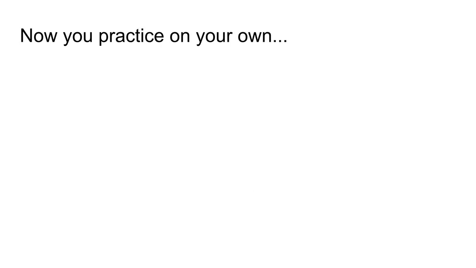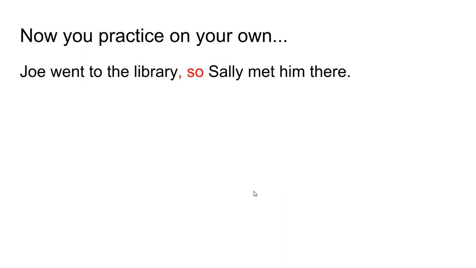Alright, now that you have practiced on your own, let's check. Joe went to the library, comma, so Sally met him there. Remember, we circle our "so" first. Joe went to the library, Joe's my subject, went is my verb, Sally's my subject, met is my verb, sentence, comma, fanboy, sentence.